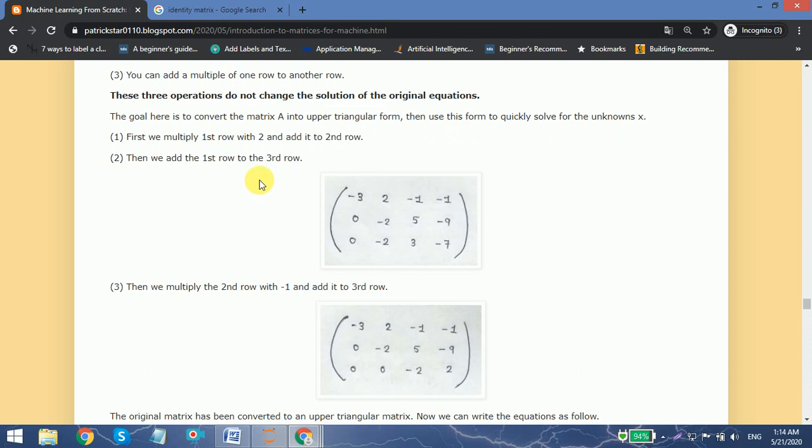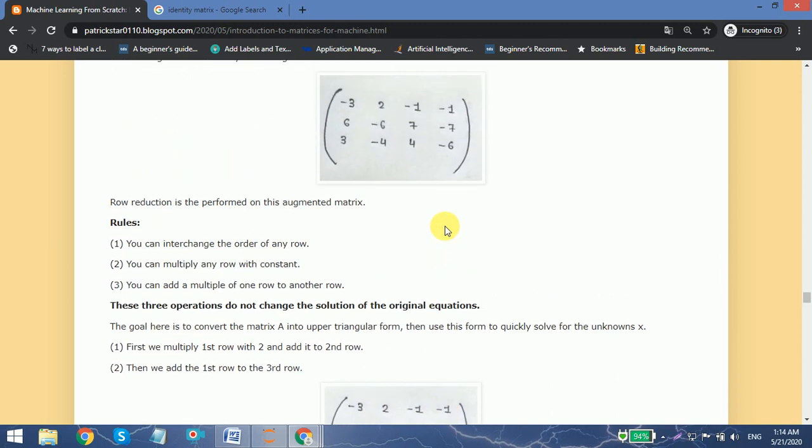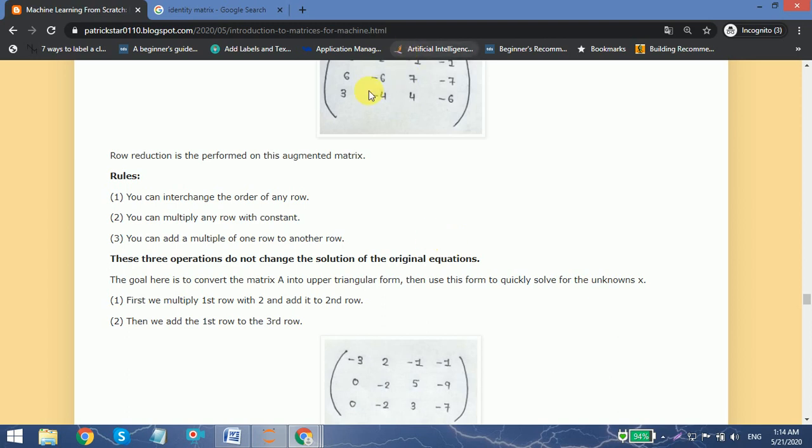Okay, so here we are playing by the rules. First, we multiply the first row by 2 and add it to the second row. If you multiply this row by 2, it is going to be minus 6, 4, minus 2 and minus 2. And we are going to add it to the second row. So our 6 minus 6 will be equal to 0, and the same operations for the others.